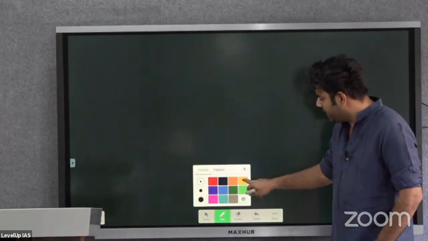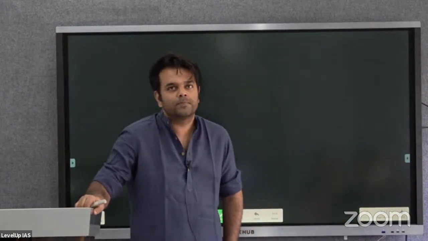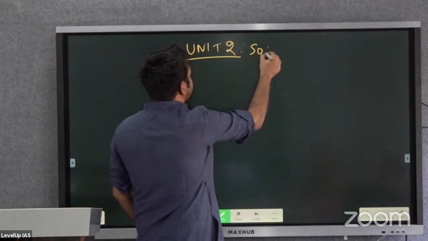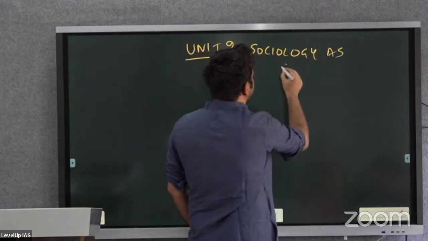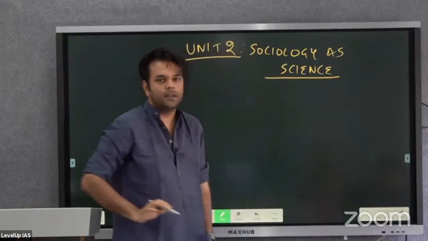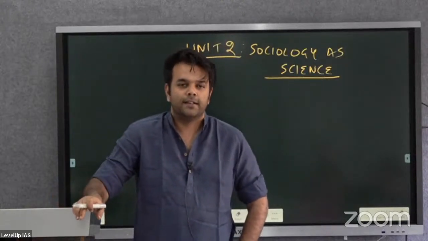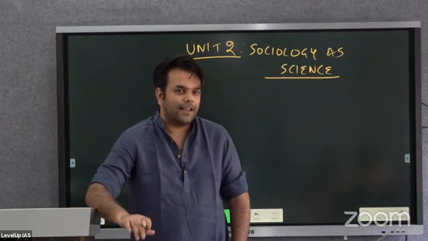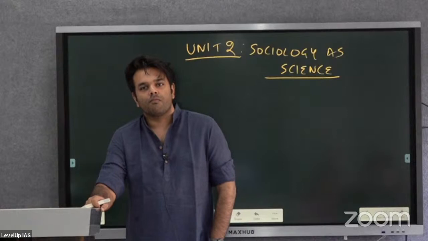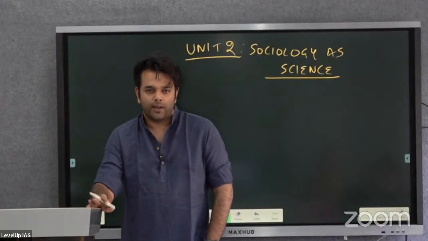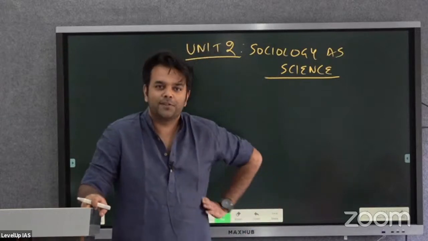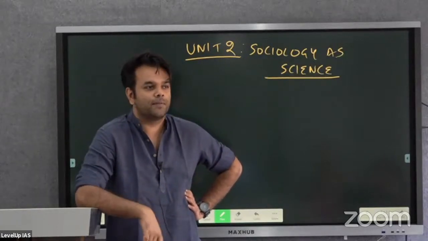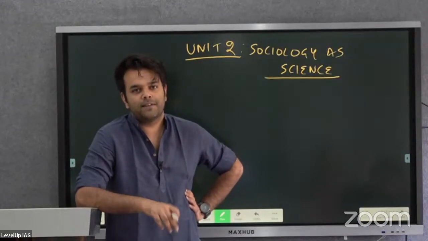So let us first try to understand what is the demand of unit 2. The name of the unit is Sociology and Science. Sociology as science. The biggest question is: is sociology a science? If yes, then why? And if not, then why not? But in order to argue whether sociology is science or not, first we need to know what is science. You can't say A is B if you do not know what is B. So it is imperative on our part to understand what is science.